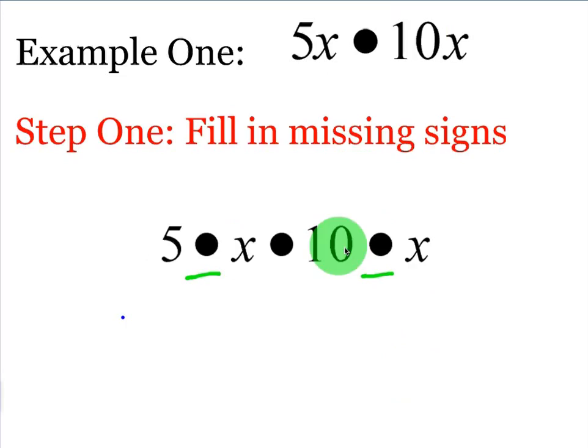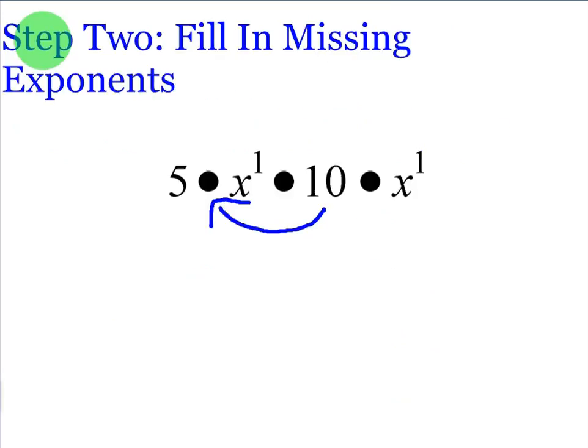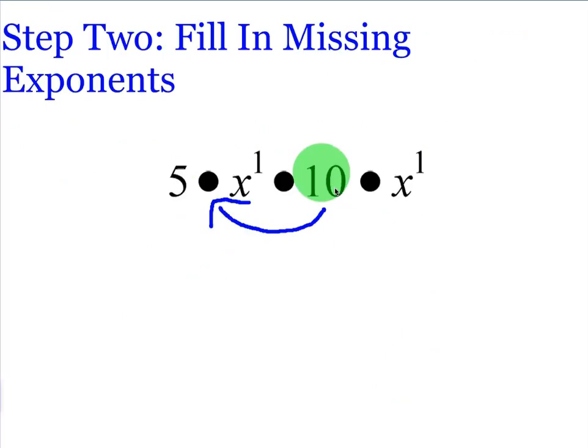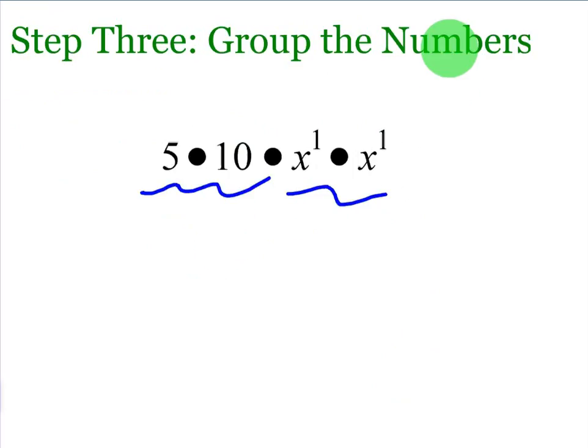Now that we fill in the missing multiplication signs, we're going to fill in any missing exponents. So we know that x is the same as x to the first, so we're going to put a 1 for both of those x's. Now we're already alluding to what we're going to do next, and that is we're going to group the numbers. Again, we can do that because the order in which you multiply numbers doesn't matter. So in this case, we're going to put the 5 and the 10 together. They were both the coefficients, but they're numbers, so we're going to put the constant numbers first, followed by the variable terms next.